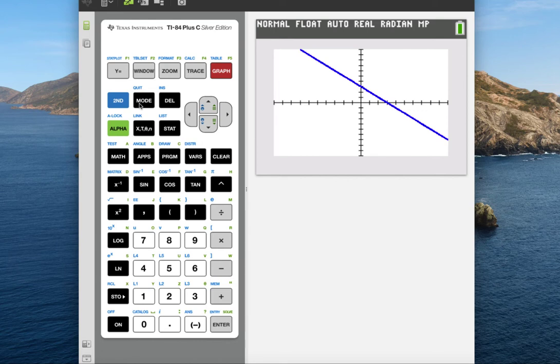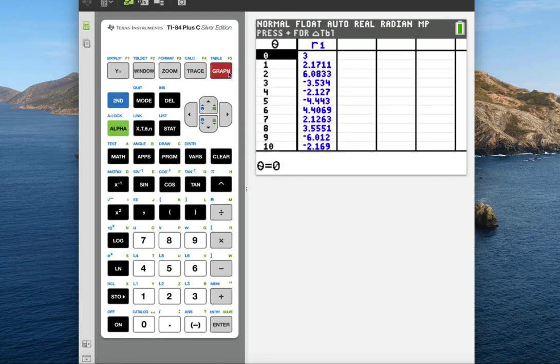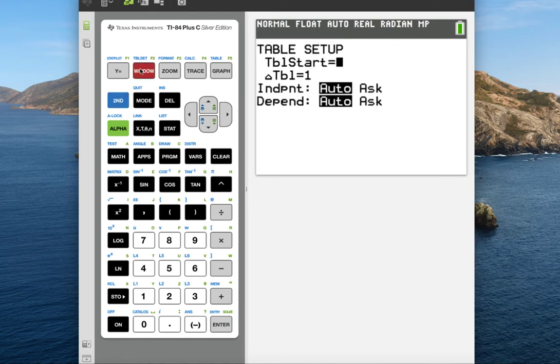Now, one of the things I'll show you, because there's kind of a lot of work in manually typing all of those values into the table. Obviously, I didn't show most of it, but there's a lot of work there. So one thing you can do is look at the table here. At first, you might say, okay, this isn't very helpful because it's not giving me nice values of theta. But what you could do is go to table set, the second table set. And delta table means how much do you want the table to jump each time? So instead of 1, I could say pi over 12.